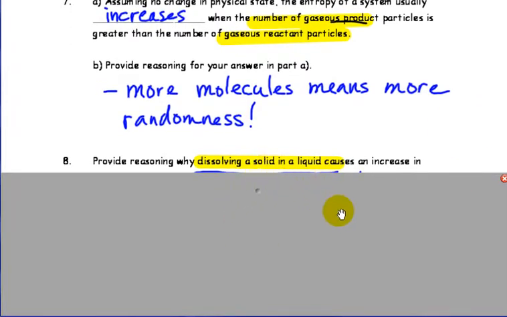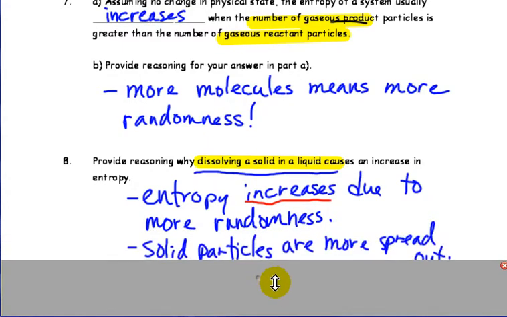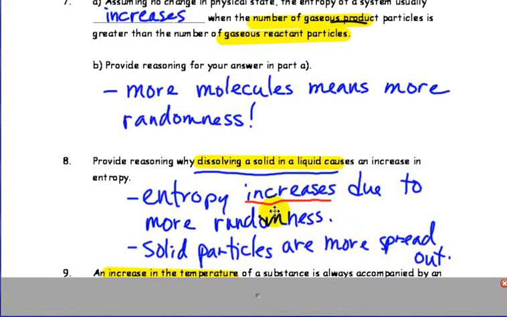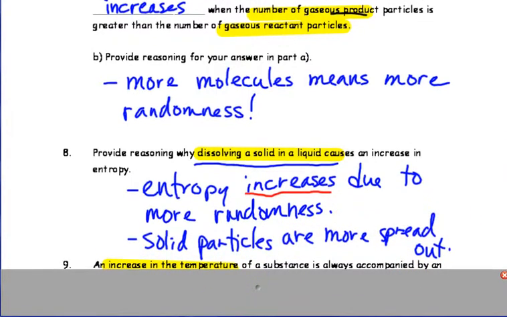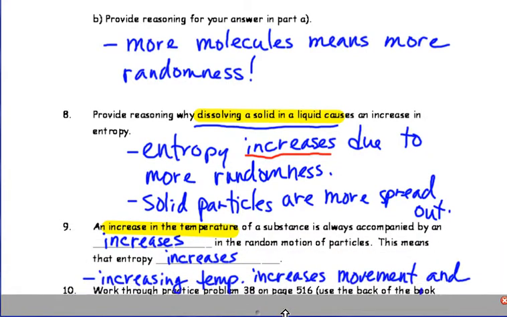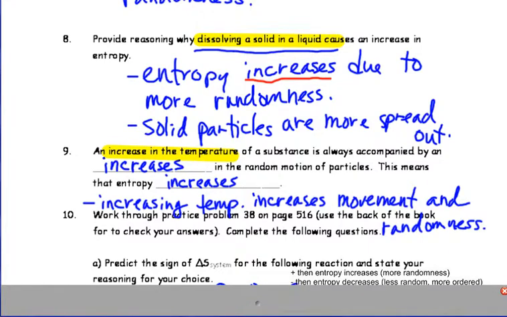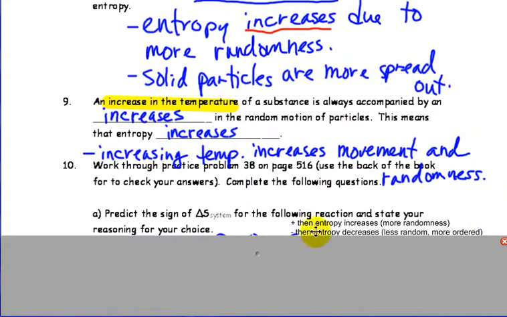Dissolving a solid in a liquid, however, you're taking something like a solid sugar cube and dissolving it. It's getting more spread out, more disordered, more random, so it is entropy increasing. So when you take solid particles and spread them out in the process of dissolving, entropy increases. Of course, increasing temperature causes increased movement. Particles move faster, hit harder, etc. So that is increasing entropy. You're increasing the randomness.